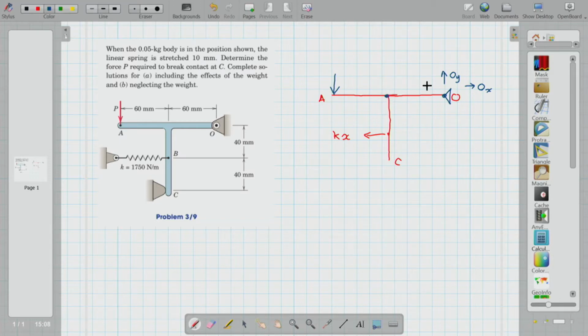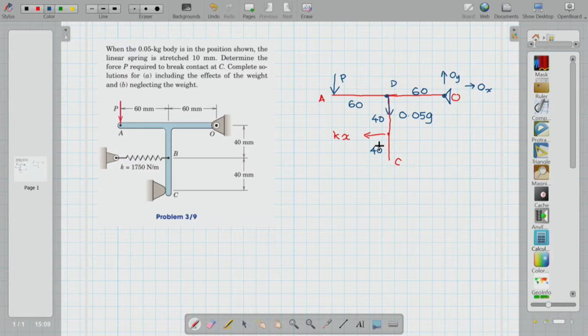I'll call this point D, DC, which is going to be 0.05. This is 60 mm. There's another 60 mm. This height is 40, and there is another 40. For equilibrium condition, the net forces and the net moments have to be 0.